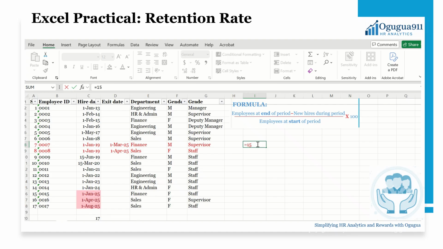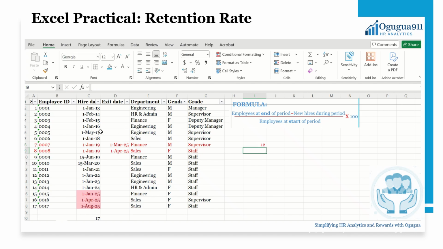Now we want to remove the new hires during that period. Remember that we have highlighted them, so it's easy for us to spot. But if you don't have a new hire on a particular sheet, you say, okay, that's fine, just take the 15. But this time around, we have the new hire, so we're going to do this minus 3. And so that will give us 12. Because we are computing it in a single cell, we're going to close this bracket so that it gives us the exact amount. Then we divide by the employees at the start of the period. So for that, we want to check again how many employees were here at the very beginning.